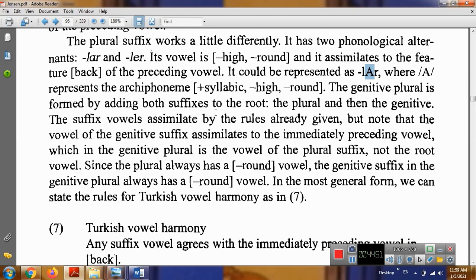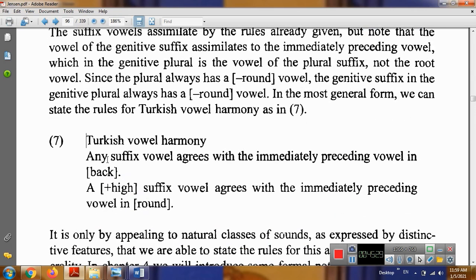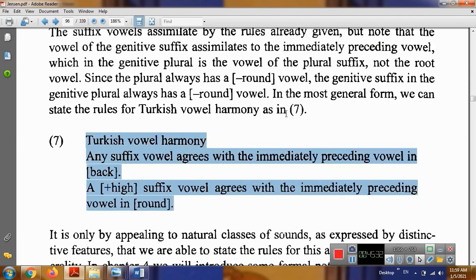The genitive plural is formed by adding both suffixes to the root, the plural and then the genitive. I explained them for you according to data, but here I want to repeat them again. The suffix vowel assimilates by the rules already given, but note that the vowel of the genitive suffix assimilates to the immediately preceding vowel, which in the genitive plural is the vowel of the plural suffix, not the root vowel. Since the plural always has a minus round vowel, the genitive suffix in the genitive plural always has a minus round vowel.